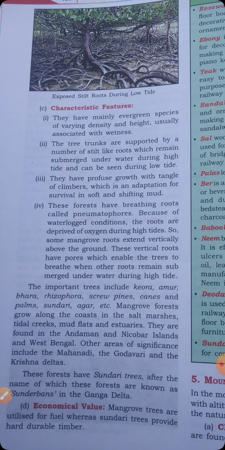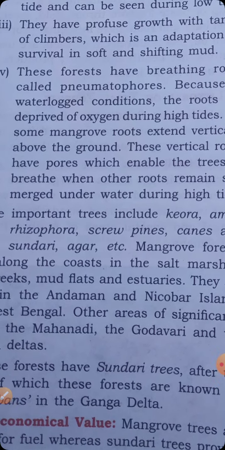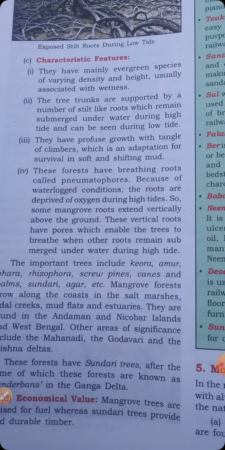Mangrove forests grow along the coast in the salt marshes, tidal creeks, mud flats, and estuaries. They are found in the Andaman and Nicobar Islands and West Bengal. Other areas of significance include the Mahanadi, Godavari, and Krishna deltas. These forests have Sundari trees, after the name of which these forests are known as Sundarban. So, by the name of the Sundari trees only, Sundarban comes.